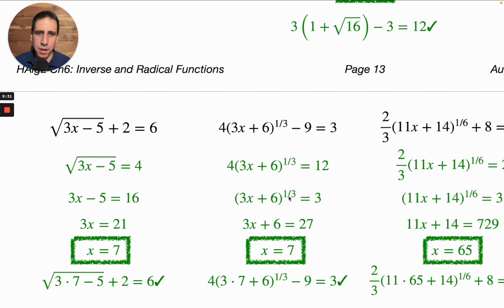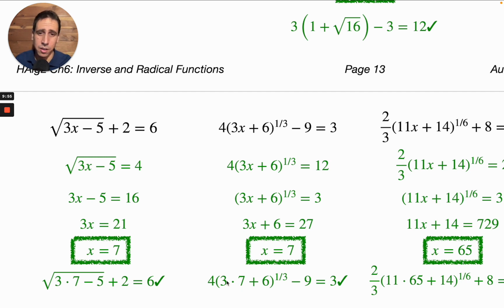And actually, we're not required to check this answer because it's the third power, it's not the squared. I'm going to check it anyway. It's good studentship. But when we raise this to the third power, 3 to the third power is 27. And all of this to the third power cancels out the exponent. So you have 3x plus 6. And when you subtract 6 and divide by 3, you get x equals 7.